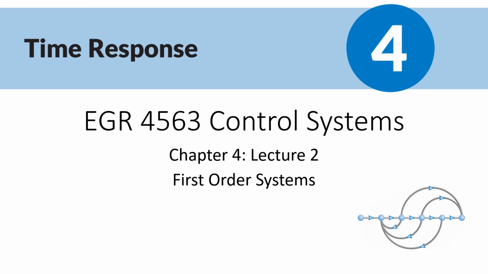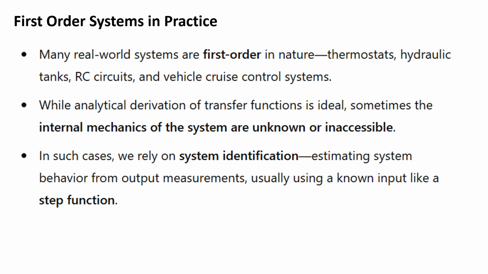So in this lecture, we're going to take a look at first-order systems and some of their characteristics. Many real-world systems are actually first-order in nature. This could be, for example, thermostats, hydraulic tanks, RC circuits, and often vehicle cruise control systems. So it's pretty important to understand these first-order systems.